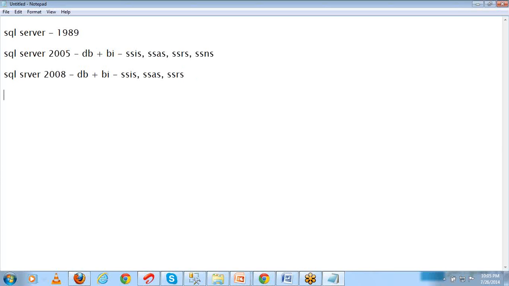Next, they released 2008 R2 with some patchwork. They gave the same features, and they released SQL Server 2012 in the year 2012. They gave the database as usual, plus IS, AS. They gave DQS, IS, AS. Along with AS, they gave MDS, Master Data Services, and SSRS as usual.